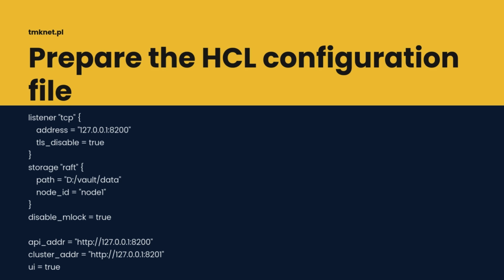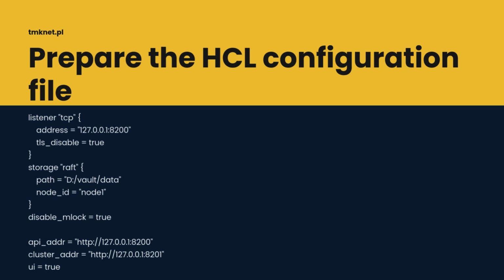tls_disable equals true disables TLS, meaning that connections will not be encrypted. This is a suitable solution for a local environment, but in a production environment, TLS should be enabled. Storage section, Raft. In this section, you specify how Vault will store data. In this case, we are using Raft as the storage backend.